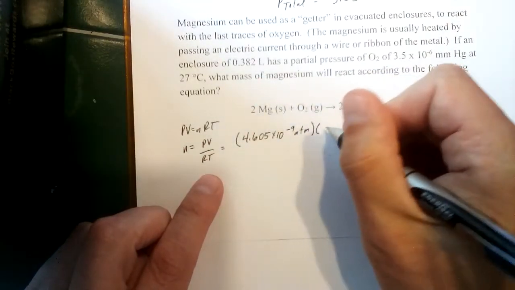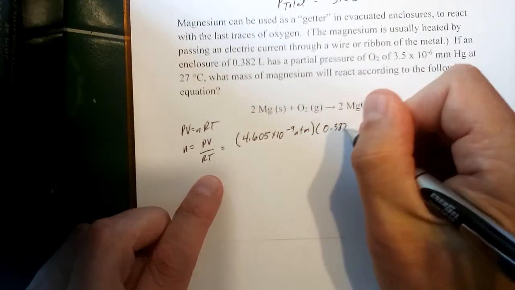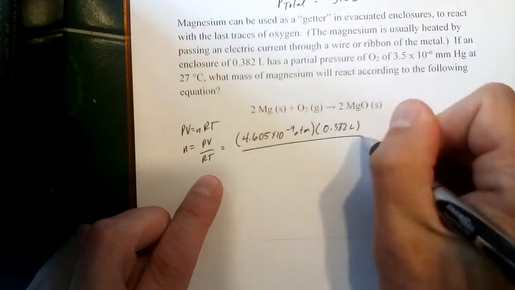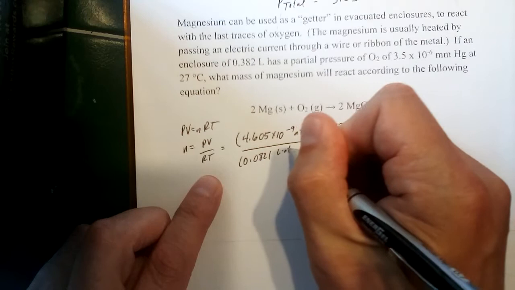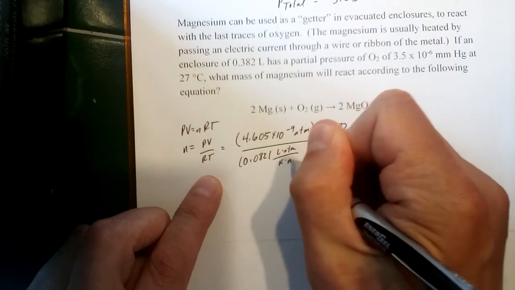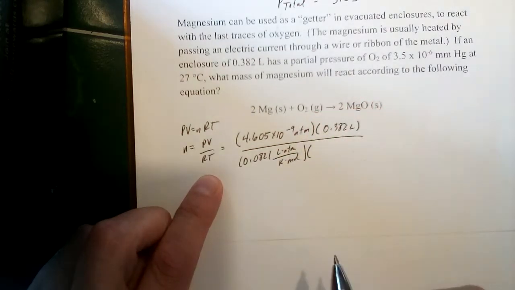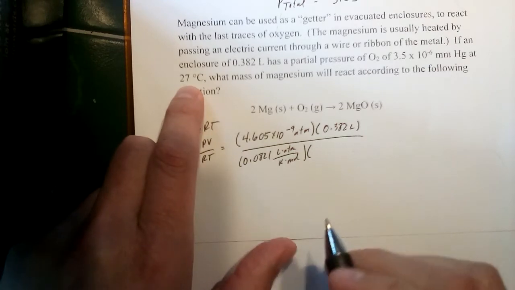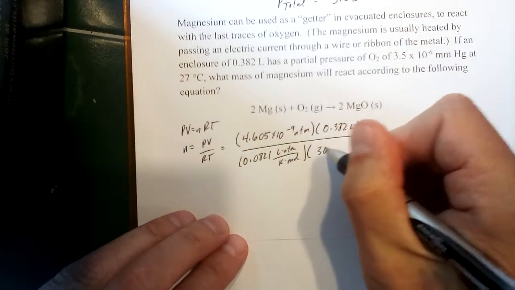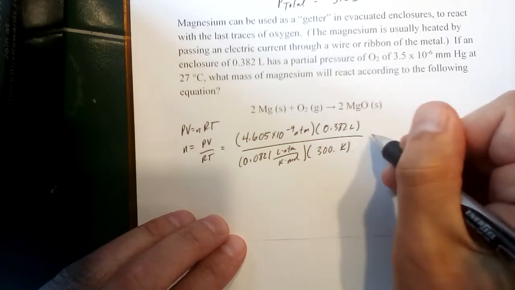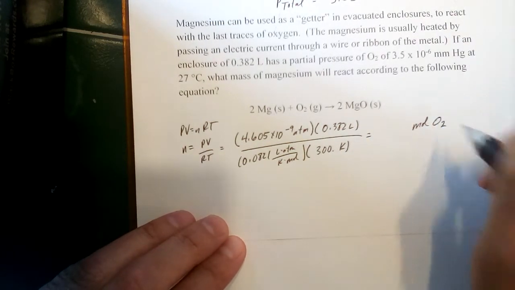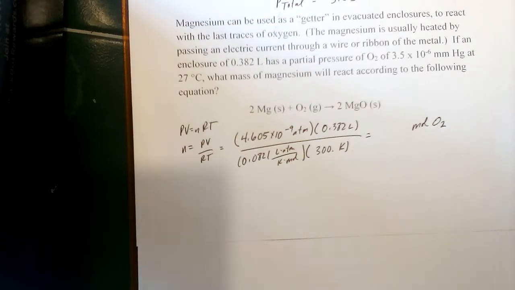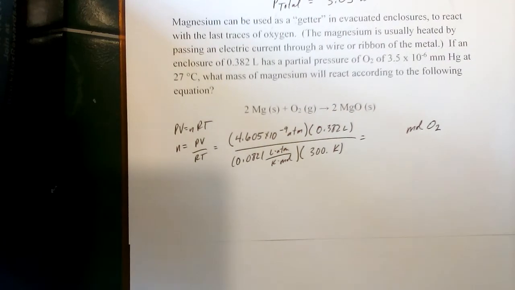The volume is already in liters, 0.382 liters. Gas constant is 0.0821, and that's liter atmospheres per Kelvin mole. And the temperature should be in Kelvin. 27 plus 273 would be 300 Kelvin. And that will end up telling us how many moles. Now, keep in mind, we've got to be aware here in this type of problem, moles of what? Right? It's moles of the gas that's in that sample.